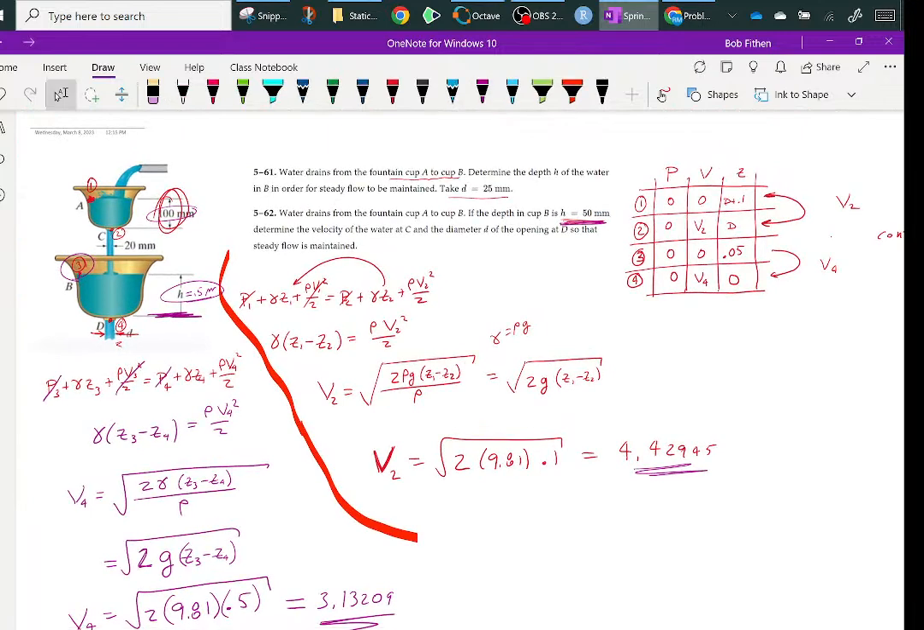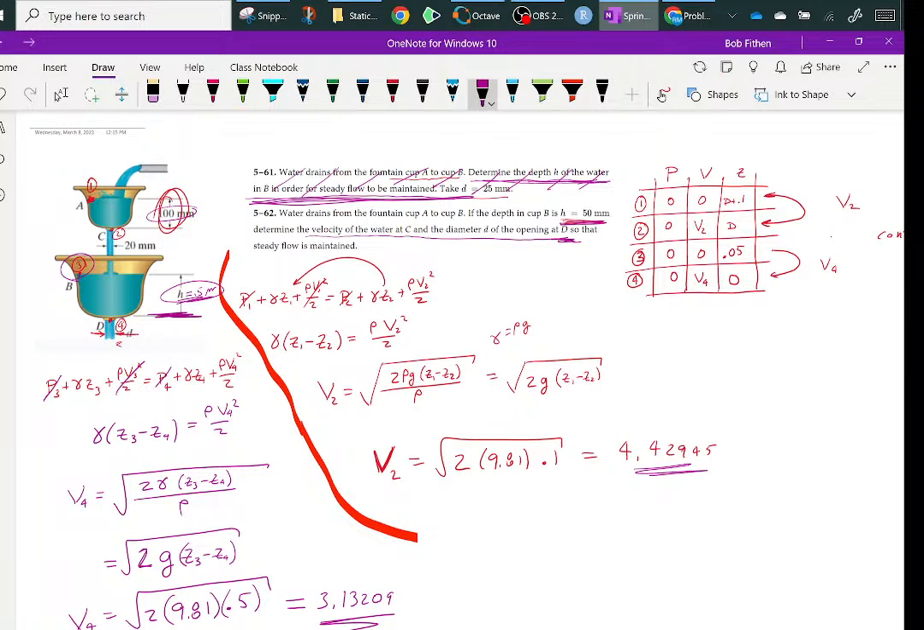Okay. So he wants, I mean, I don't know. He's got all these different things. The water drains from fountain cup A. Determine the depth of the water in B in order for the steady flow to be maintained. Okay. The depth of the water, H. Where's H? Oh. Shoot, it looks like I'm not working on this problem. Looks like I'm working this problem. Because I went ahead and took that depth. Okay. The water drains from a fountain cup. It is H. And determine the velocity of the water at C and the diameter of the opening.